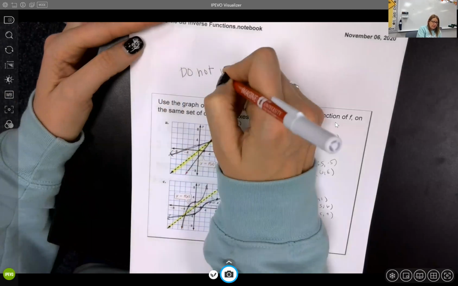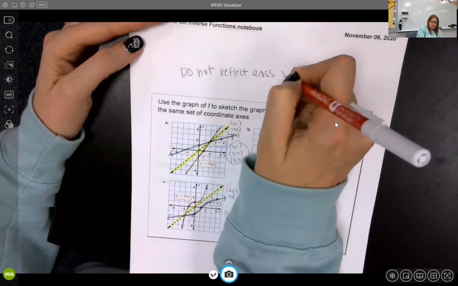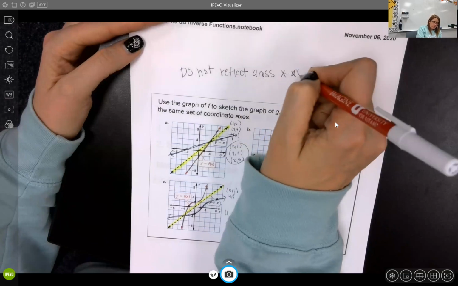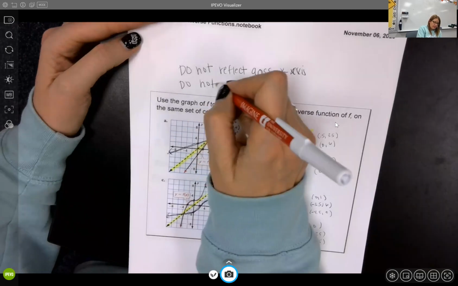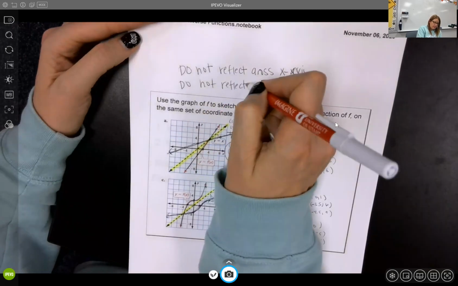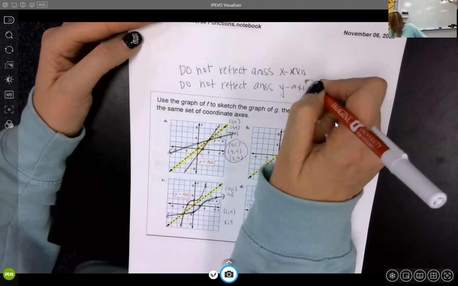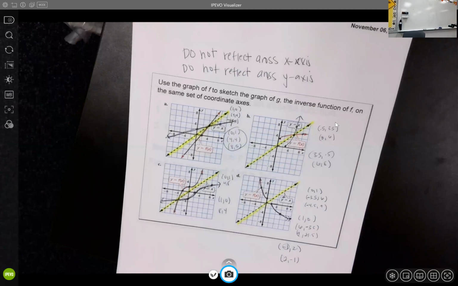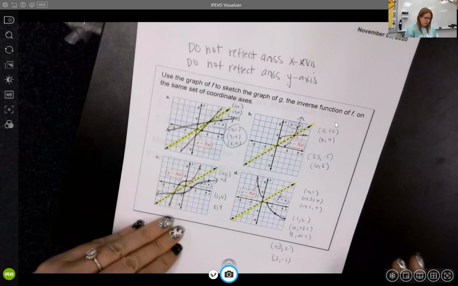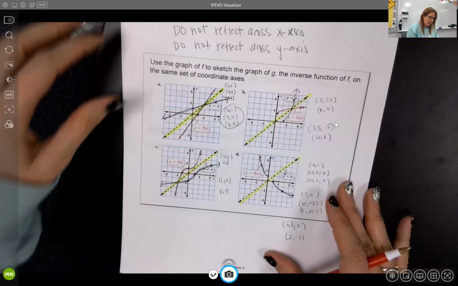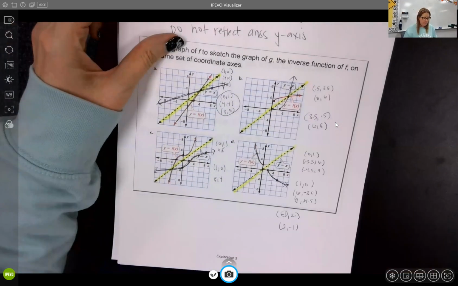Okay. A couple of things that are common errors is do not reflect across the x-axis. Okay. And do not reflect across the y-axis. Okay, so that's a common mistake, is to think that you're just going to flip that over, but you're not. You have to draw the line y equals x and then draw the reflection using some ordered pairs.